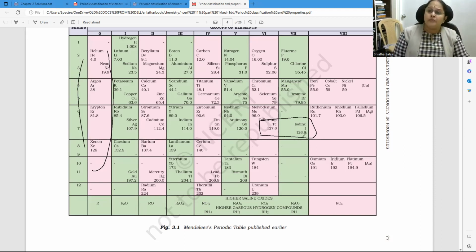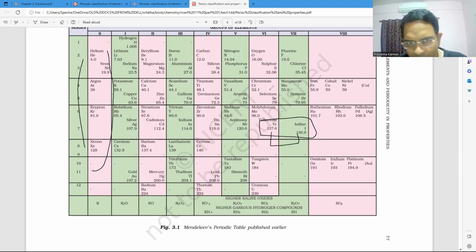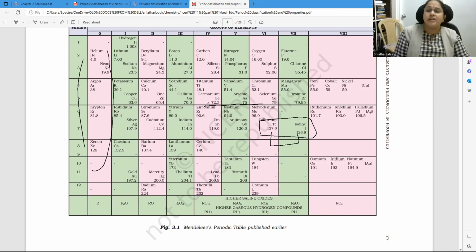What do you observe? Are they in the increasing order? You see the rest of the elements, 72.3, 75, 79. Can you see all are in the increasing order of atomic masses? How about this particular pair of tellurium and iodine?